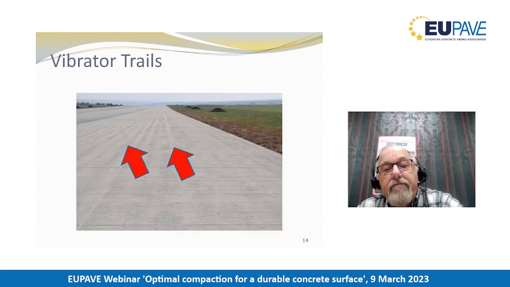If you look at that pavement, there are distinct vibrator trails. That's what the arrows are pointing at. Those areas are the ones that are scaling off and are the most friable.